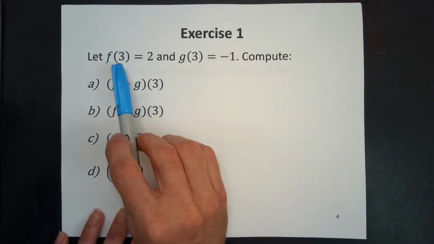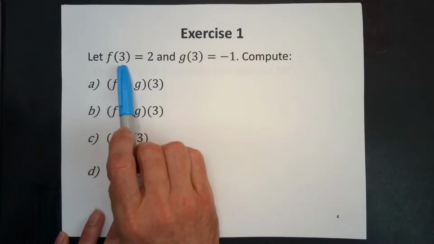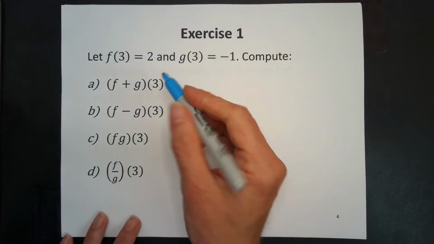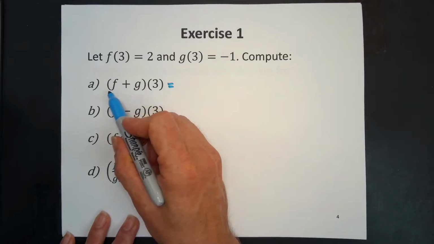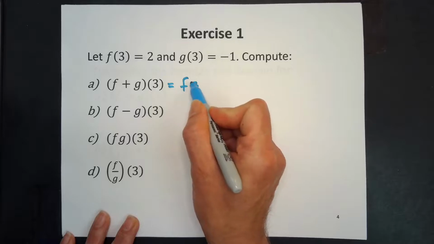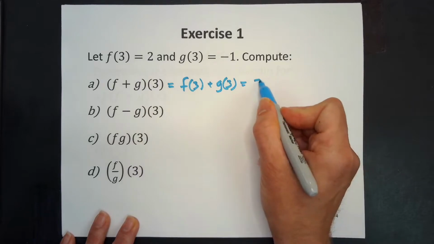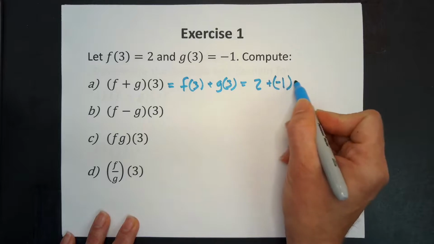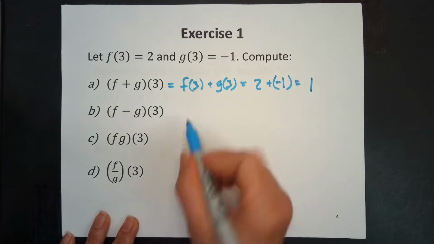For our first exercise, they say let f of 3 equal 2 and g of 3 equal -1, and they just want us to find the following. It's easiest just to rewrite these in the long form notation. So our first example, f plus g of 3, we write as f of 3 plus g of 3. f of 3 is 2, and we're going to add that to g of 3, which is -1. And we're going to get 1 back out.